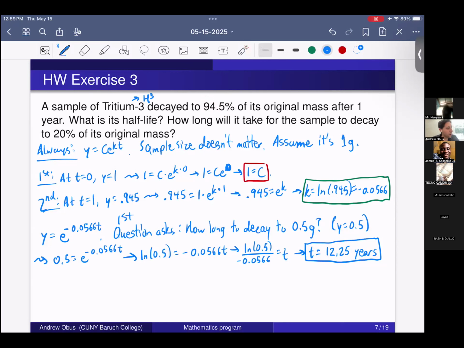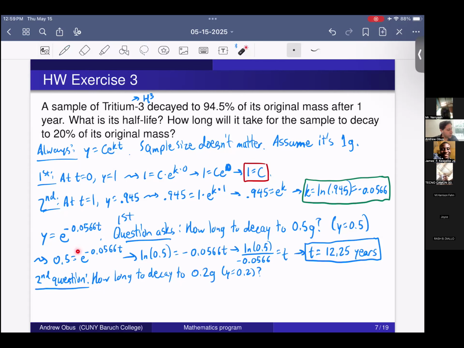So this is really the first question. And now the second question is the same thing, but it says, how long will it take for the sample to decay to 20% of its mass? It's the same thing. It's how long to decay to not 0.5 grams, but now 0.2 grams. So y equals 0.2, right? We just do the same thing, but we use a 0.2 instead of a 0.5 here.